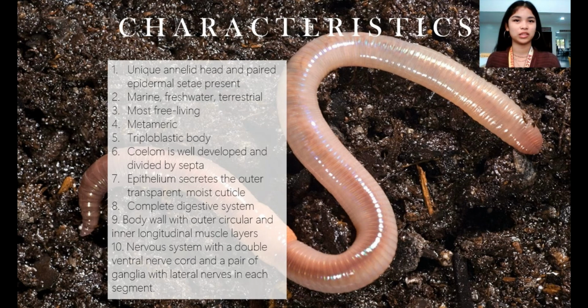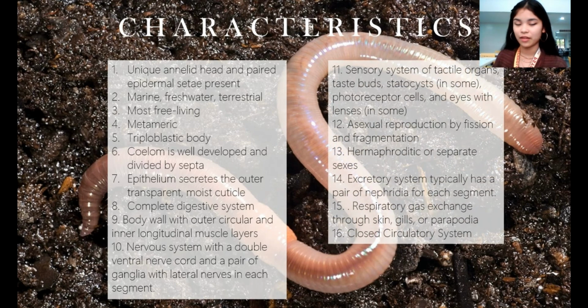Septa is the singular term for septate. Then seventh, epithelium secretes the outer transparent, moist cuticle. Eighth, it has a complete digestive system. Ninth, the body wall with outer circular and inner longitudinal muscle layers. Tenth, the nervous system with a double ventral nerve cord and a pair of ganglia with lateral nerves in each segment. Then eleventh, its sensory system of tactile organs, taste buds, statocysts in some, photoreceptor cells, and eyes with lenses in some.